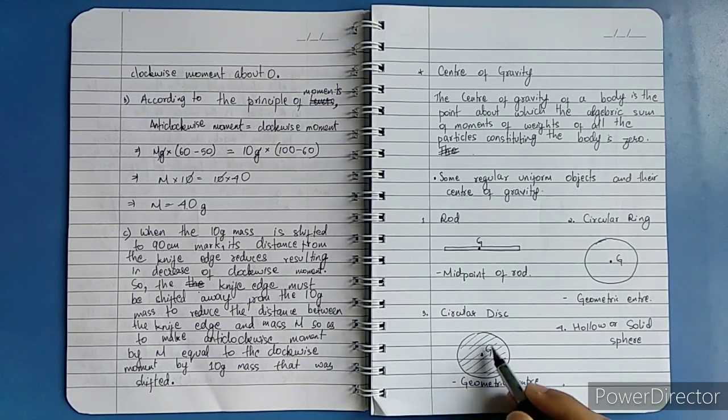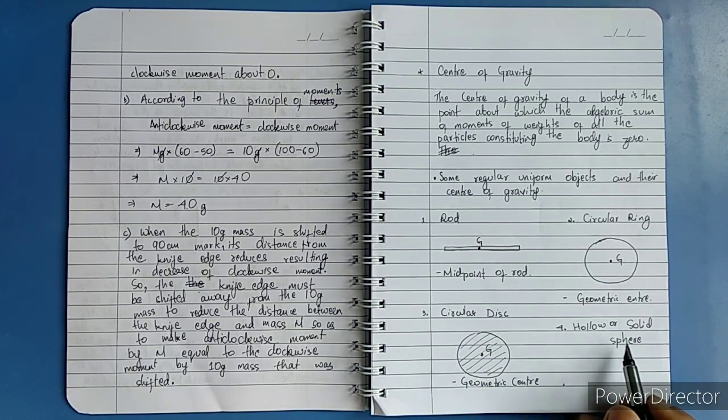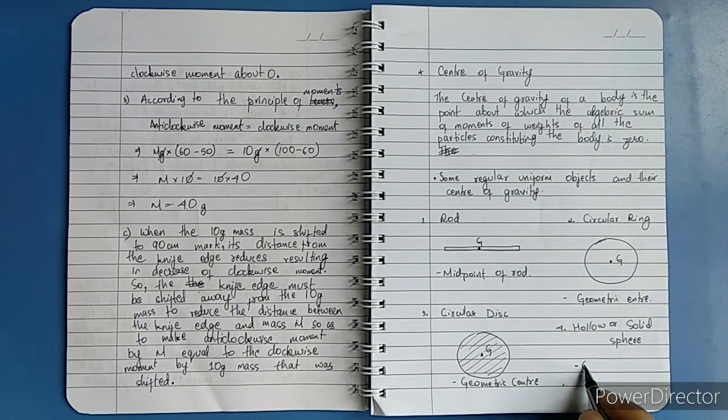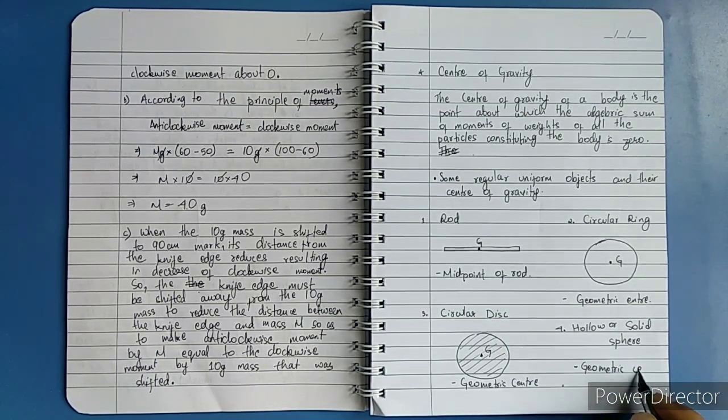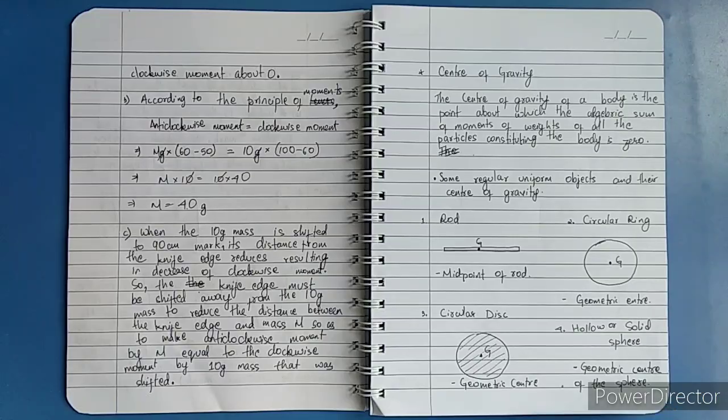A disc is the CD that we use, and a solid or hollow sphere is basically a ball that we use. I'm not making the shape of a ball; while drawing in a notebook, I'll make it circular itself. But when you visualize it, visualize a ball. At the center of the ball lies the center of gravity. So that will lie at the geometric center of the sphere, that is, at the center of a ball.